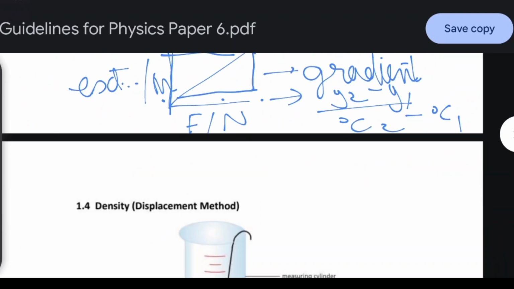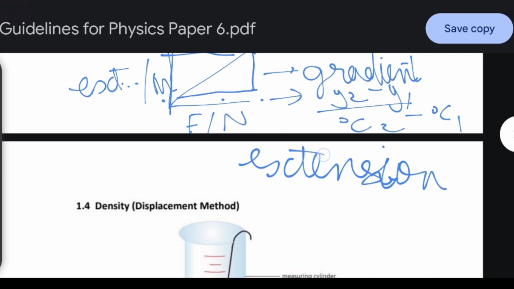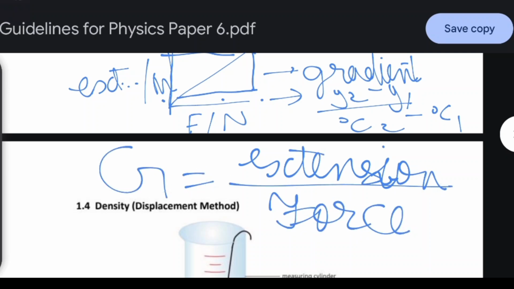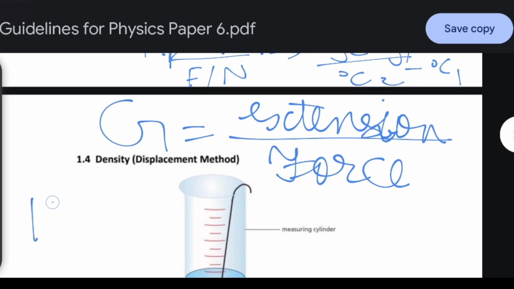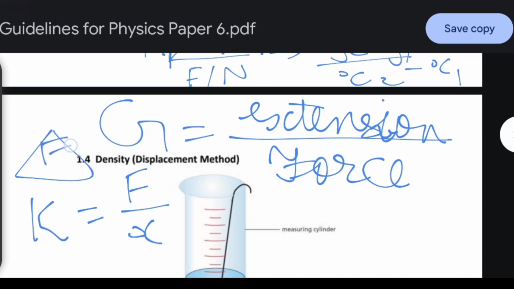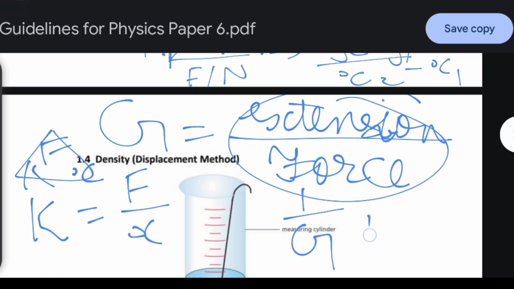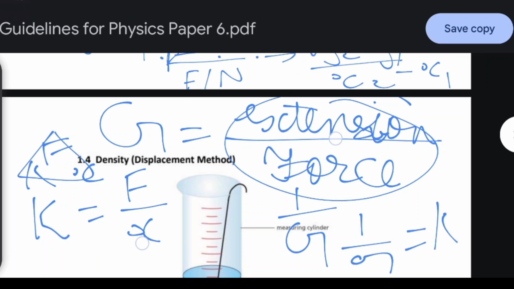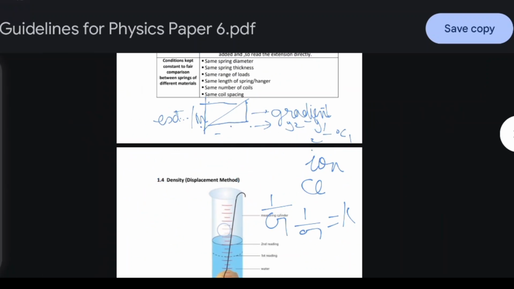You're doing y2 minus y1, that is extension. You're doing extension over the force to find the gradient. But what is k? k is equal to f over x, force over extension. If you use this triangle method, f is equal to kx, so k is force over x. So to get the spring constant, what are you going to do? You're going to do 1 over the gradient. Whatever value you get over here, you'll do 1 over it to get the spring constant. I hope you all got this.